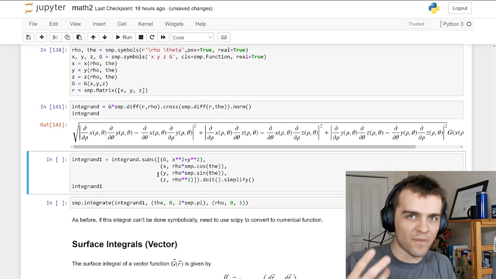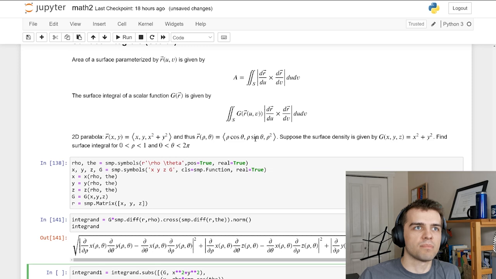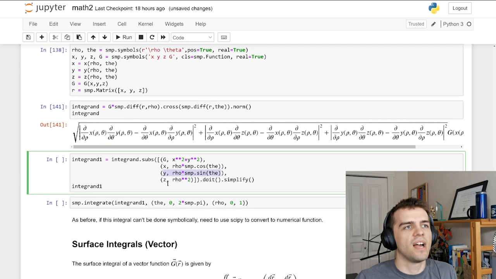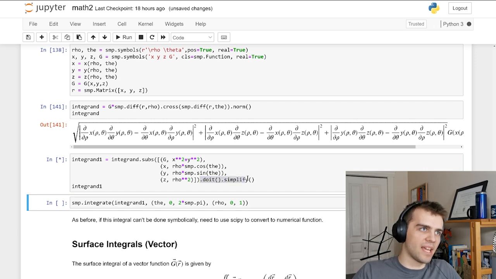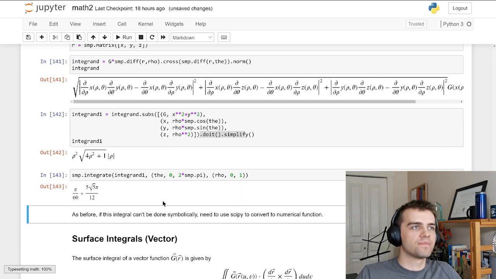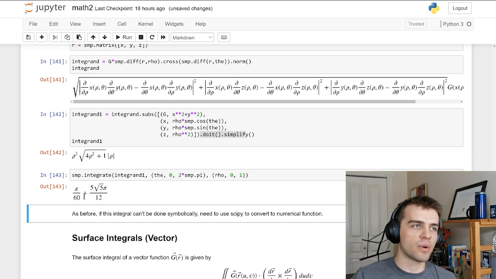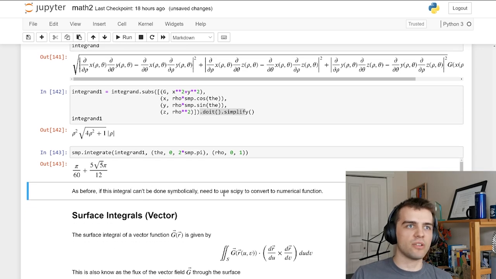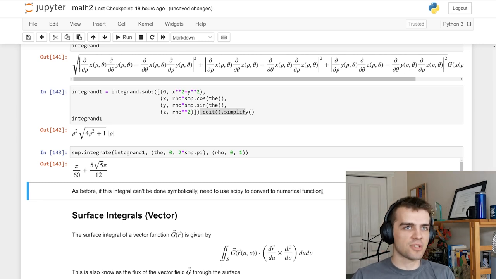I can plug in the specific values that I have here now. So g is x squared plus y squared. x is rho times cos theta. y is rho times sin theta. Of course, these are the polar coordinates that you see here. And z is rho squared. And then I call doit and simplify. So I get my integrand that looks like this. And this can be done symbolically like before, and I get the following expression here. But as before, and I'm not going to show it every time, if it can't be done symbolically, then you need to use SciPy to convert it to a numerical function, which is something we've looked at many times.